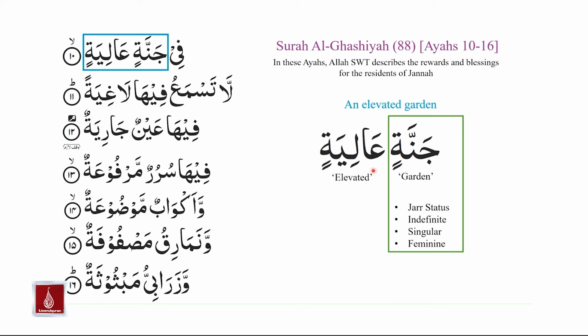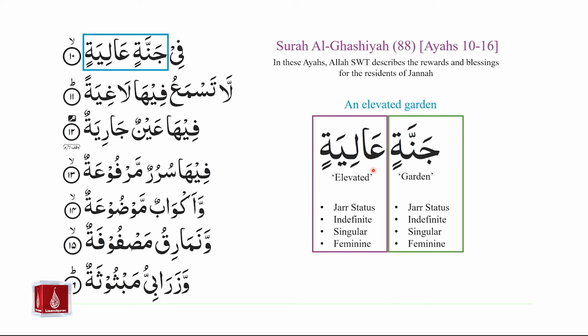Now let us look at Aliyatin. Aliyatin is also jar in status. It is also indefinite in capacity. It is also singular, and it is also feminine. So we can clearly see that both Jannatin and Aliyatin are equal in status, capacity, number, and gender.